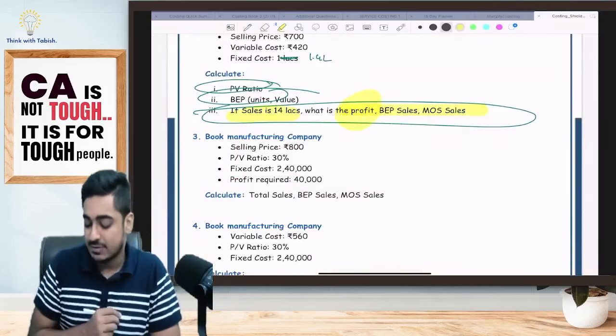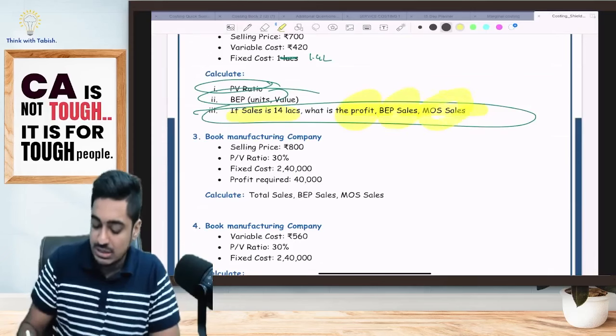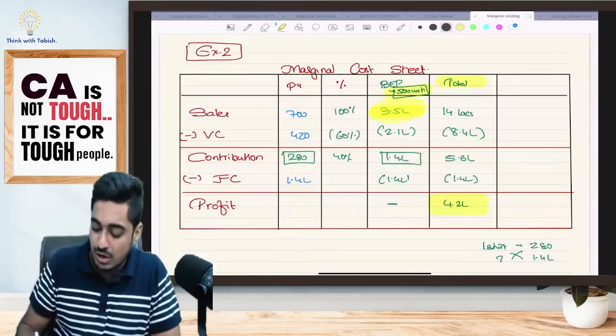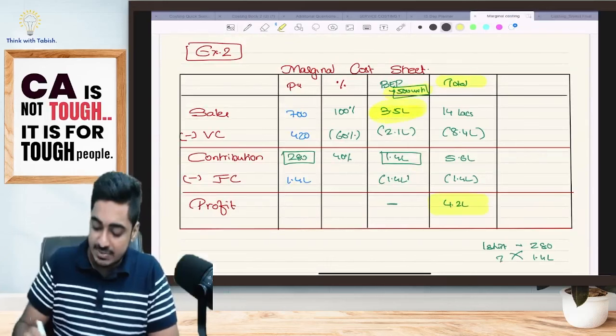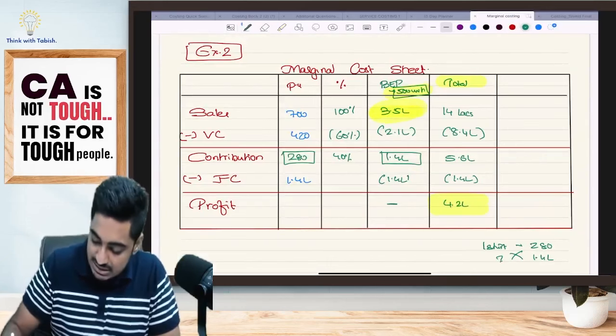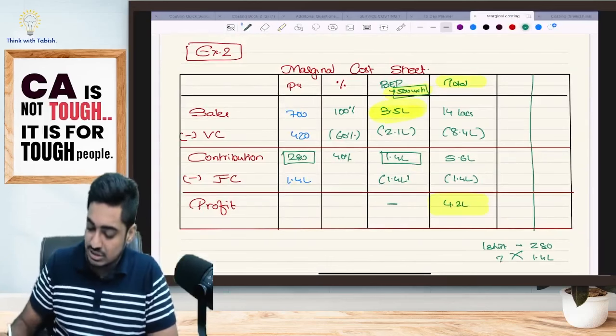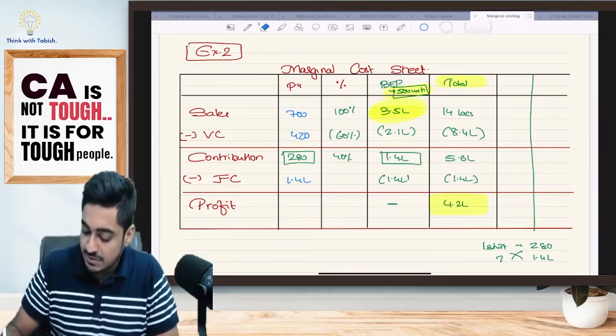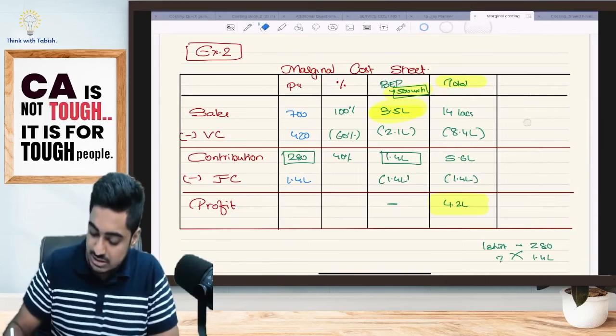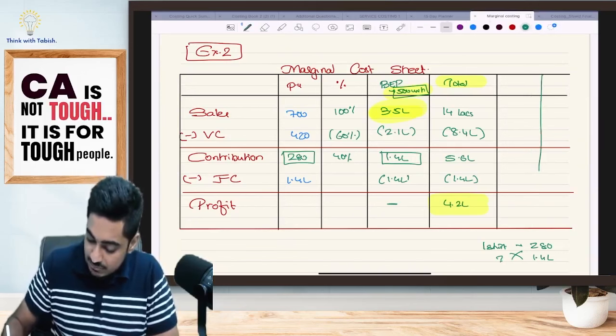Now what all questions are being asked? What is the profit? I have calculated. What is BEP? What is MOS? Now BEP I have already calculated. Need not calculate again. But let me do it one more time. Pay attention. This calculation is going to be interesting, students. See how many different ways I will solve. Okay. Just for you guys. That too without touching a single formula.